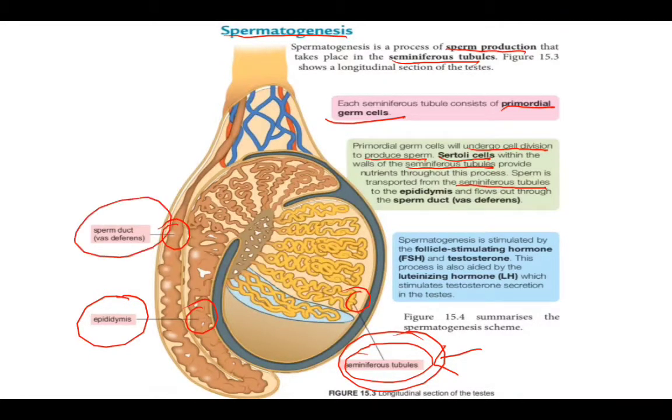So the production of sperm will take place here, in the seminiferous tubules. The tubules consist of primordial germ cells, which will undergo cell division, producing sperm. And then the sperm are transported from these tubules. They go to the epididymis, and after that they go to the sperm duct or vas deferens.